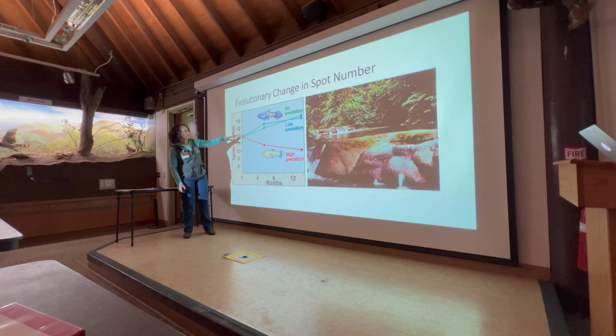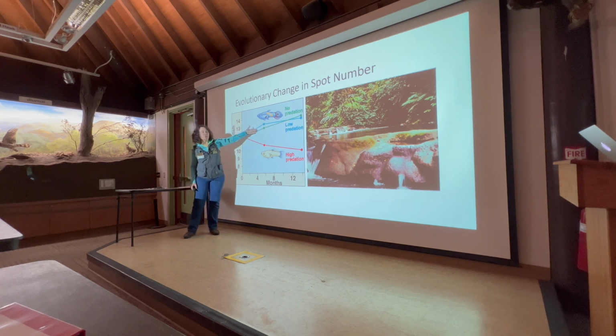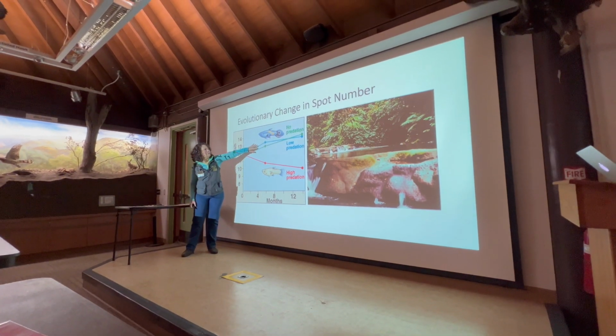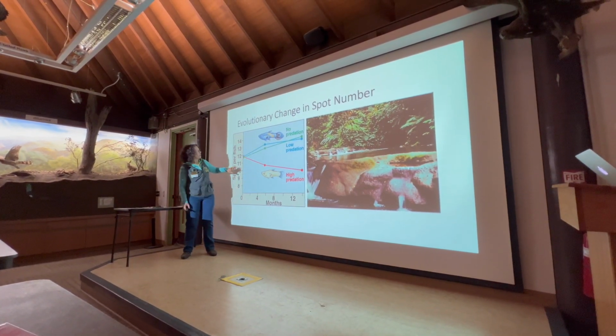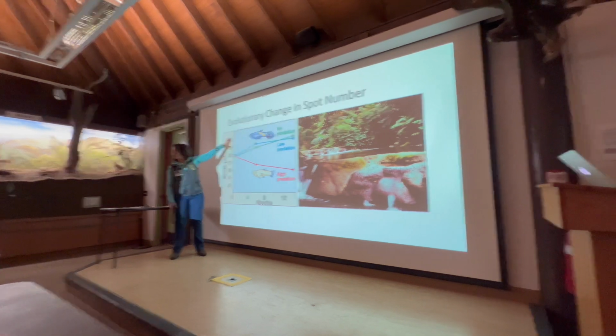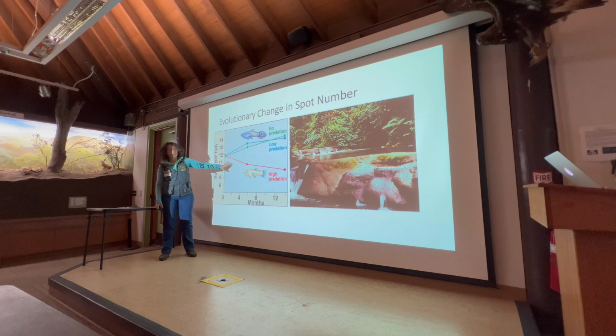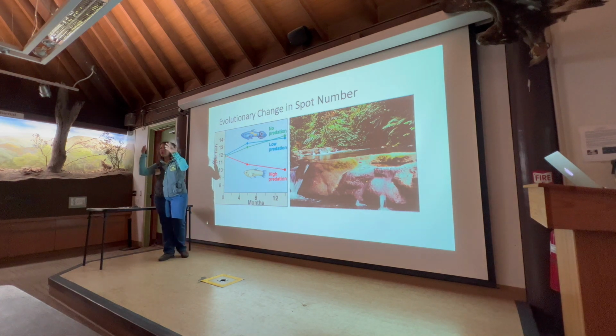And where there were no predators, or few predators that were not especially visual predators, which are these two up here, the guppies in a year end up with more spots on average. And where there are lots of visual predators, they end up with fewer spots. So that fits with the way we imagine it, right?